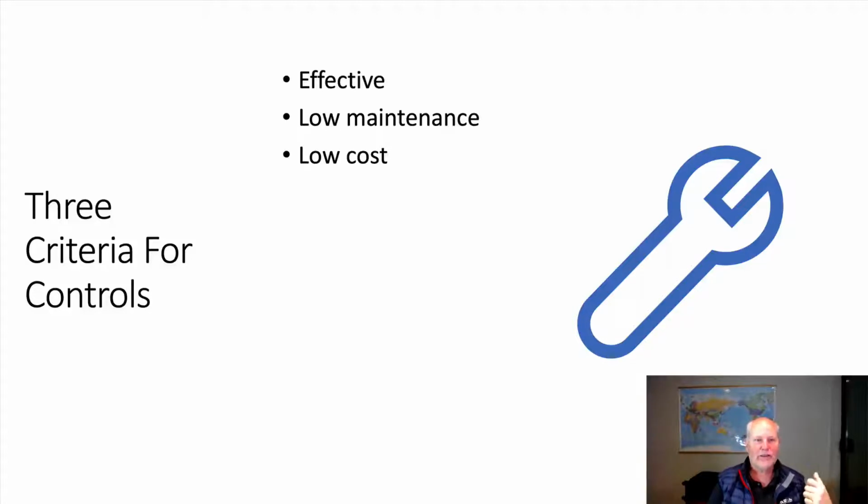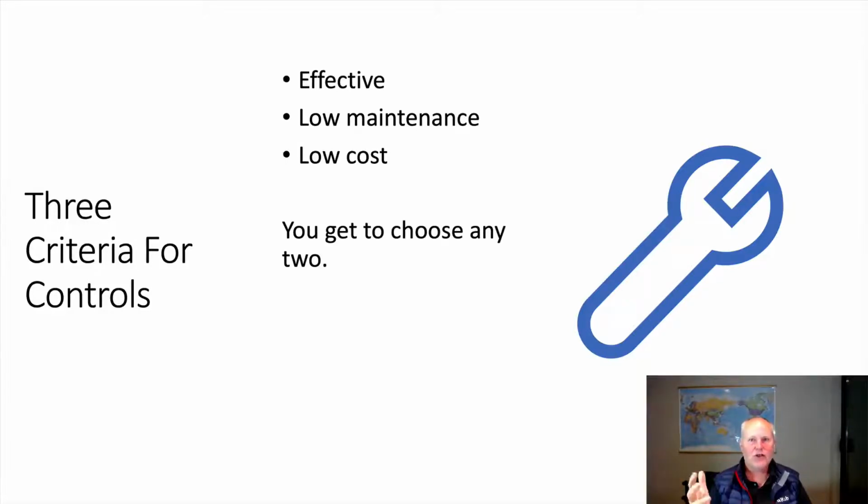We'll also talk about criteria for controls. The last time I went to buy a mountain bike, the guy in the shop said, we build three kinds of mountain bikes here. We build them strong, lightweight and cheap. You get to choose any two. And that's pretty much the same with security.